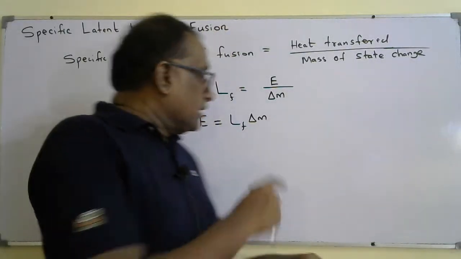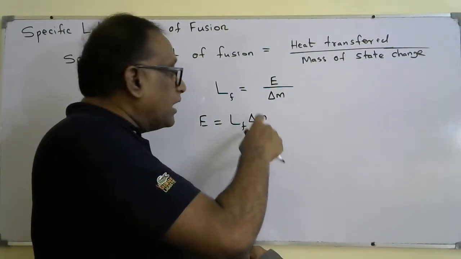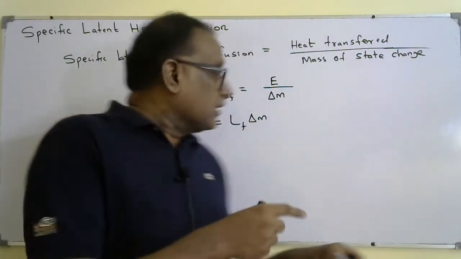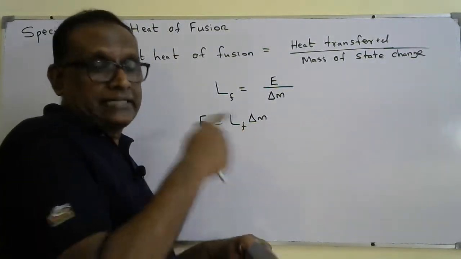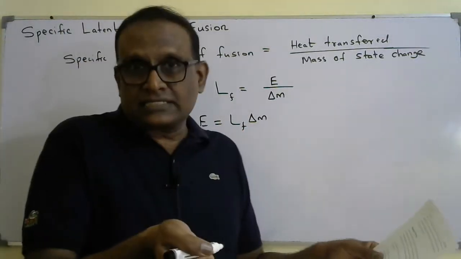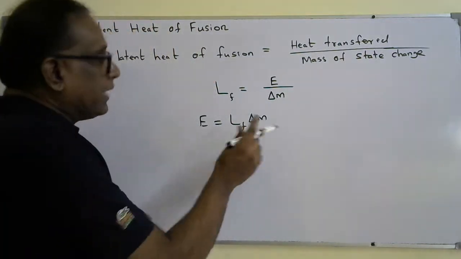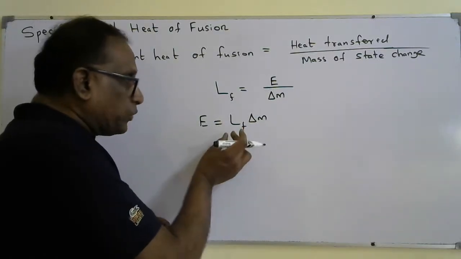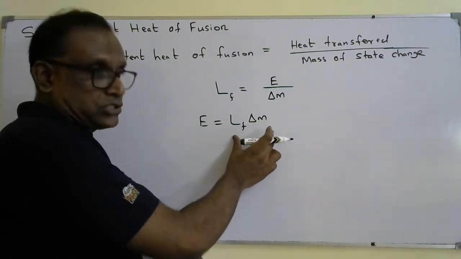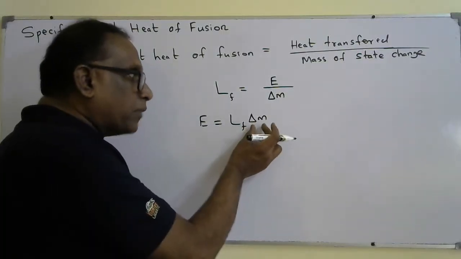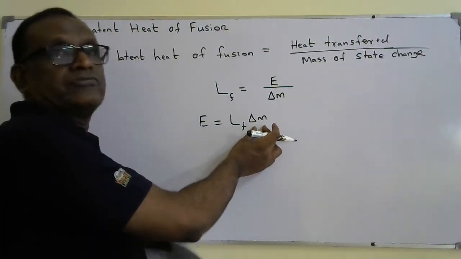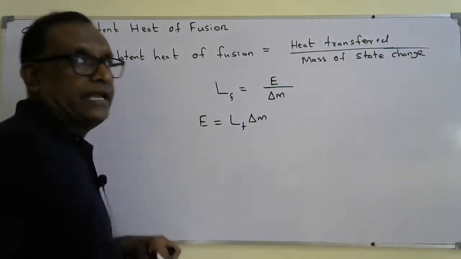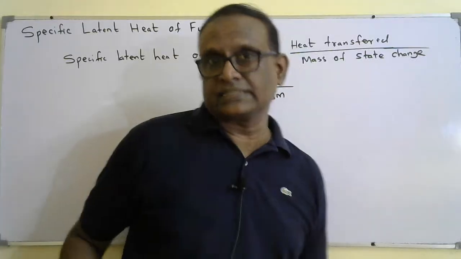Same way, the same mass of liquid becomes solid, this amount of heat will be released. Either way, this is true. That means when delta M mass of solid becomes liquid, this amount of heat will be absorbed. Same way, when a mass delta M of liquid becomes solid, this amount of heat will be released. Either way, that is correct.